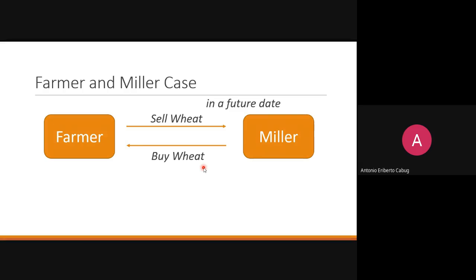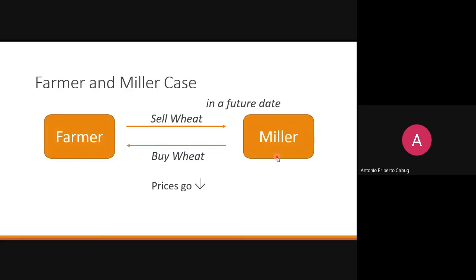It is possible that they can forego their benefit in order to minimize their risk. If prices would go up, the farmer will be very happy, but the miller will be very sad. If prices will go down, the farmer will be very sad and the miller will be very happy. They can minimize their happiness.